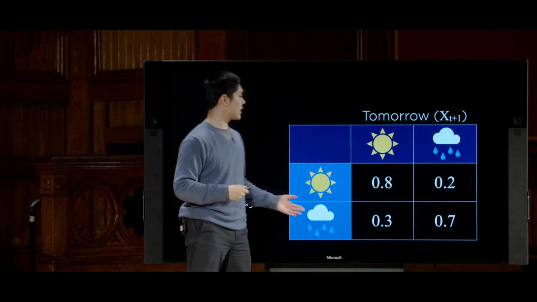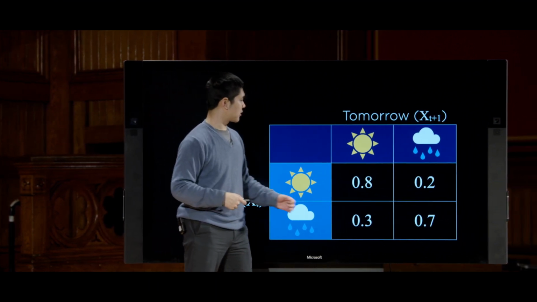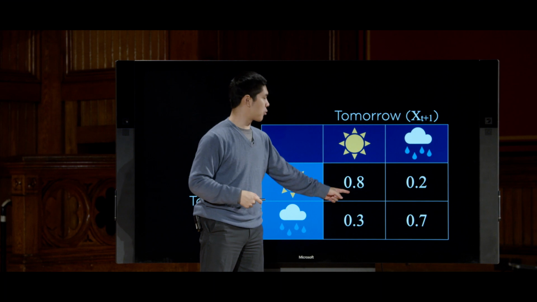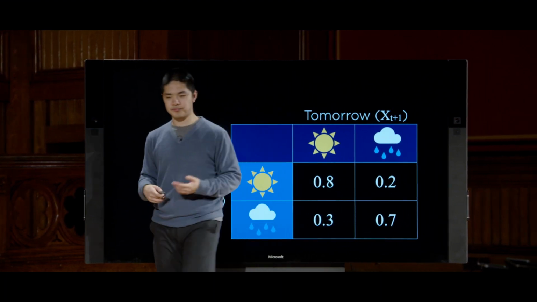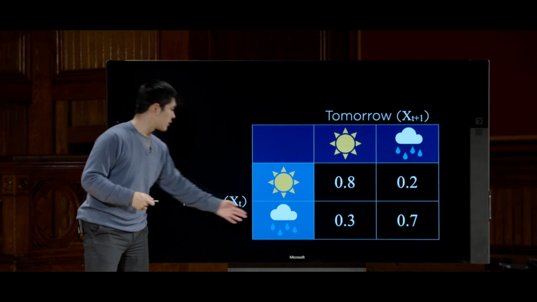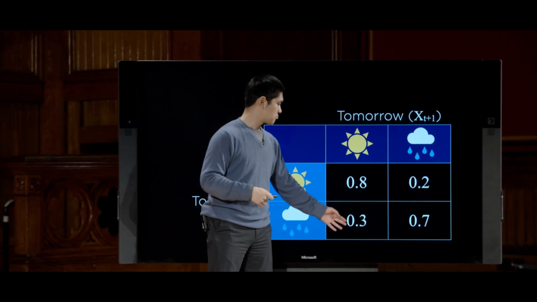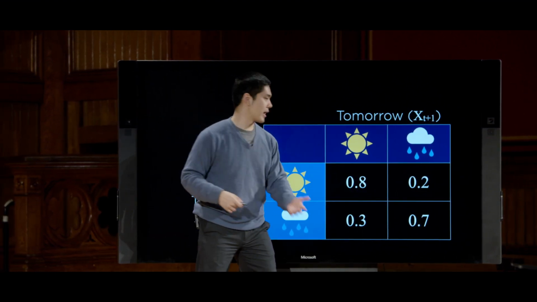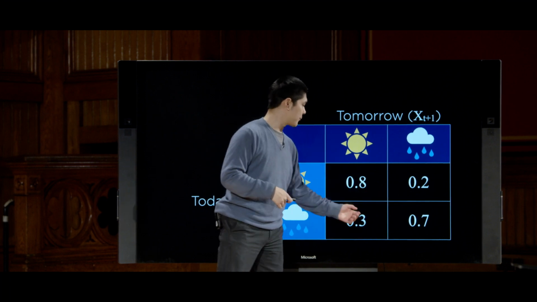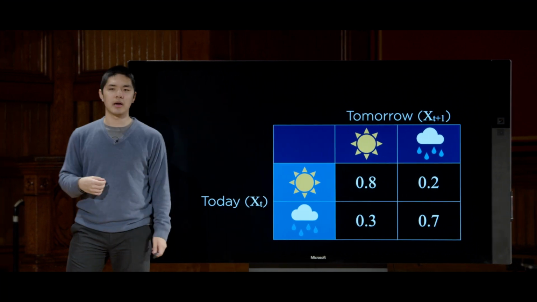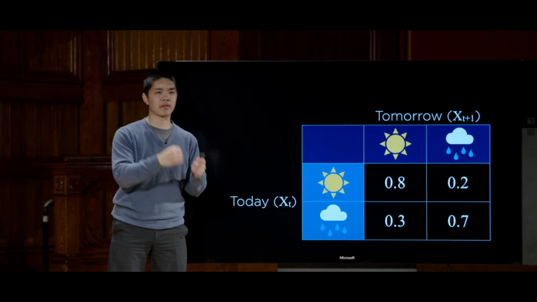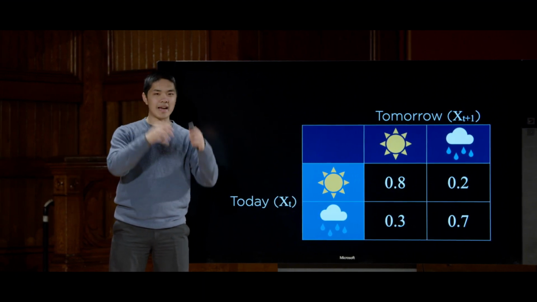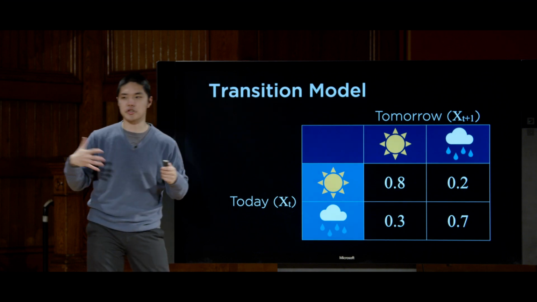For example, let's say that if today is sunny, our model says that tomorrow, with probability 0.8, it will also be sunny. And with probability 0.2, it will be raining. And likewise, if today is raining, then it's more likely than not that tomorrow is also raining. With probability 0.7, it'll be raining. With probability 0.3, it will be sunny. So this matrix, this description of how we transition from one state to the next state, is what we're going to call the transition model.